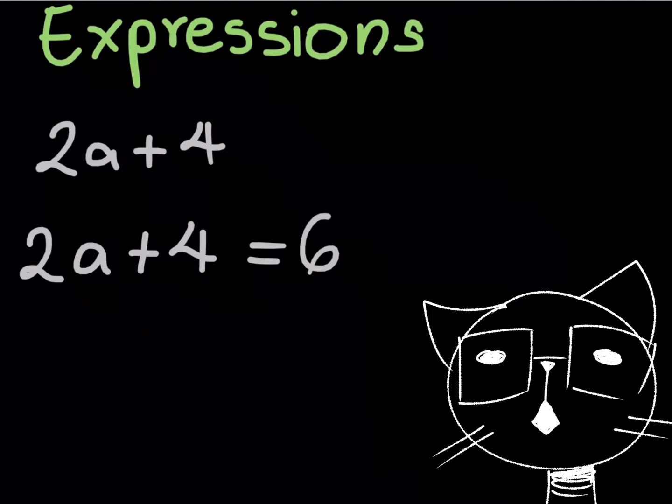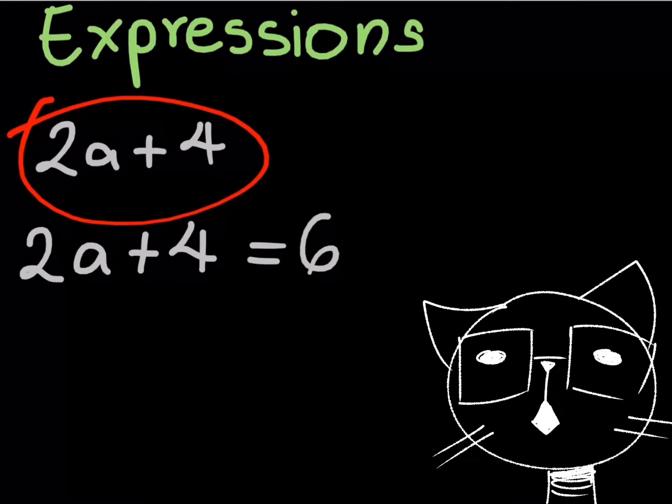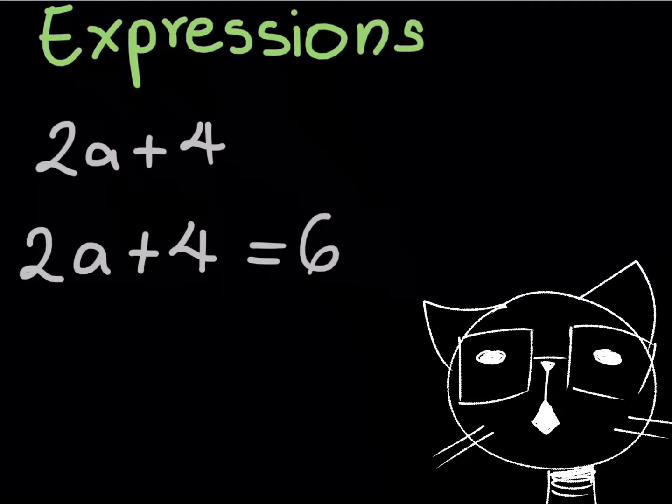Now before we start, we have to know what an expression is. An expression is any number connected by one or more operations. So in this expression you can see there are two numbers, 2a and 4. Now these two numbers are connected by the operation which is addition. Now a special feature of expressions is that they do not have a right side.